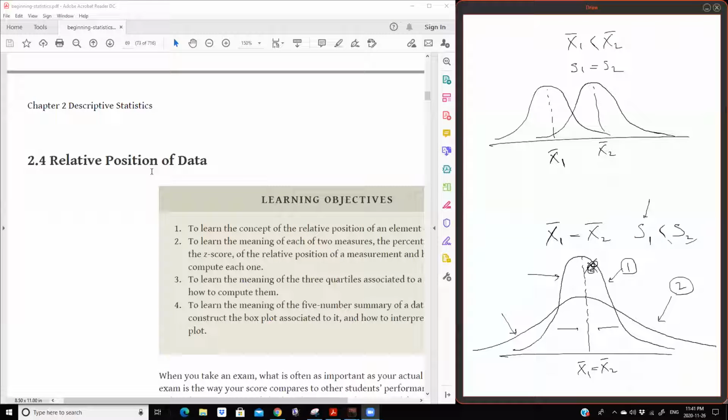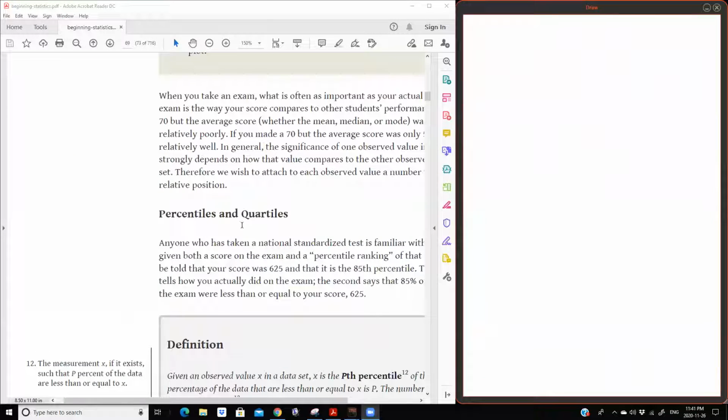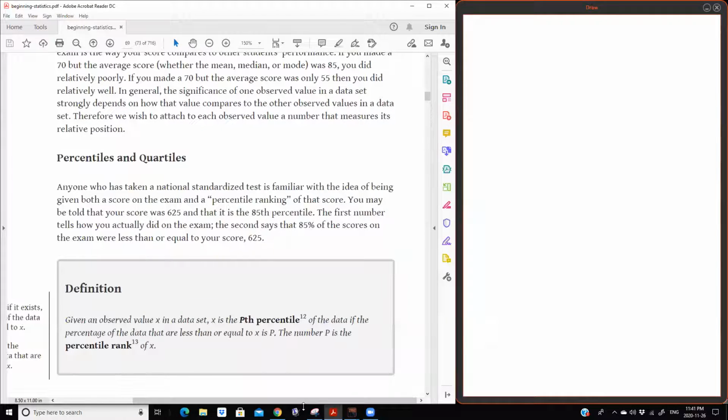Okay, then relative position of the data. So from Khan Academy, you also learned about quartiles, and I'm also going to talk about percentiles. What is a percentile? Definition. Given an observed value x in the data set, x is the pth percentile of the data if the percentage of the data that are less than or equal to x is p. The number p is the percentile rank of x.